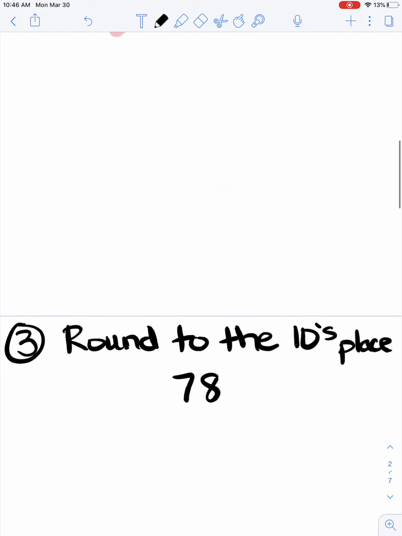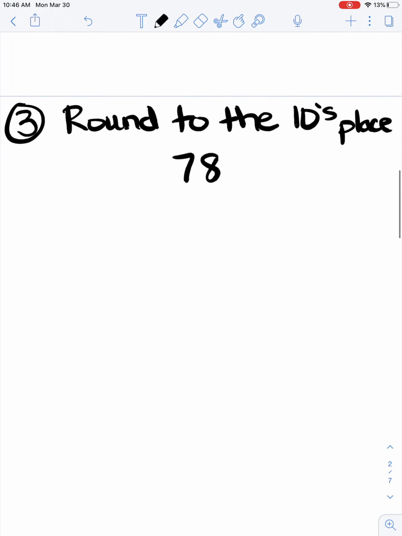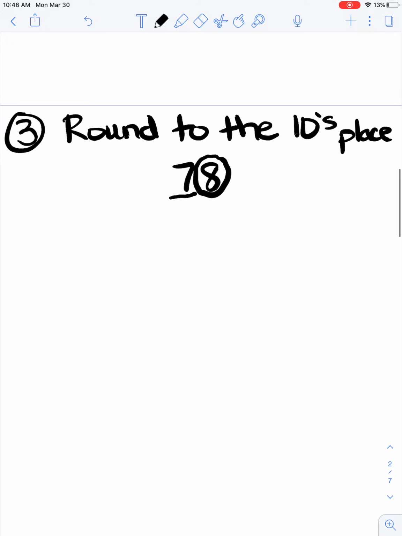Okay, let's move on to number 3. We're going to round to the tens place. Remember, we underline the place value that we're looking at, and we circle to the right. So we underline the place value of the tens place and look at the number to the right. Remember, we hold up this many fingers. So we're going to hold up 8 fingers. Remember, our chant is 4 or less, let it rest. Or 5 or more, add 1 more.